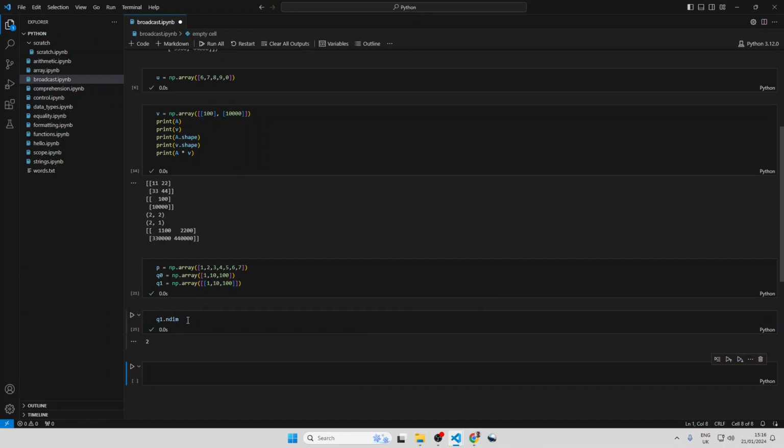Whereas if we do Q1, that officially has 2 dimensions. It's a two-dimensional thing like a matrix, except that there's only one row. And if we do the shape, that's 1, 3, so 1 down and 3 across. That's the shape of Q1. If I do Q0.reshape(1,3), that'll put it in the same form as Q1.